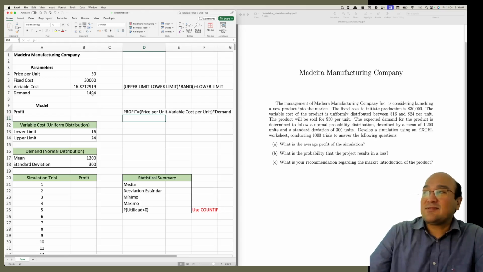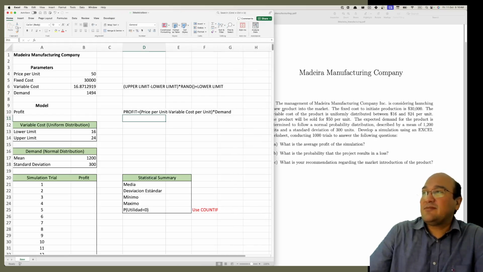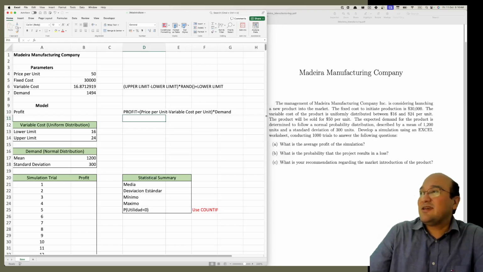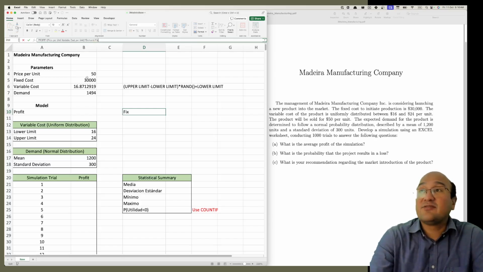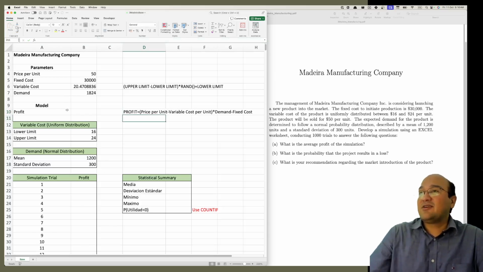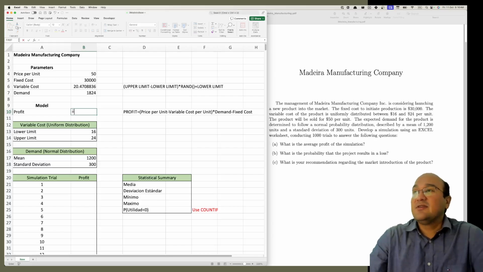And I don't have much space. Let me enlarge this Excel sheet. Now we have to subtract the fixed cost, minus fixed cost. So you have there the formula for the profit. So let's put it.